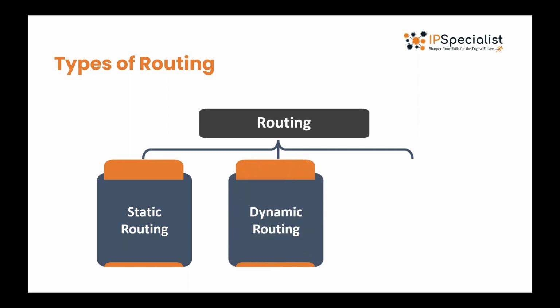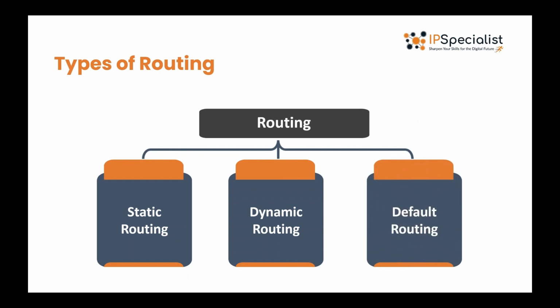Next, we have dynamic routing. Dynamic routing is a bit more flexible and intelligent. It uses routing protocols to automatically discover and maintain routing tables. Routers exchange routing information with each other, allowing them to adapt to changes in the network. This method is great for large or more complex networks, where routes can change frequently.